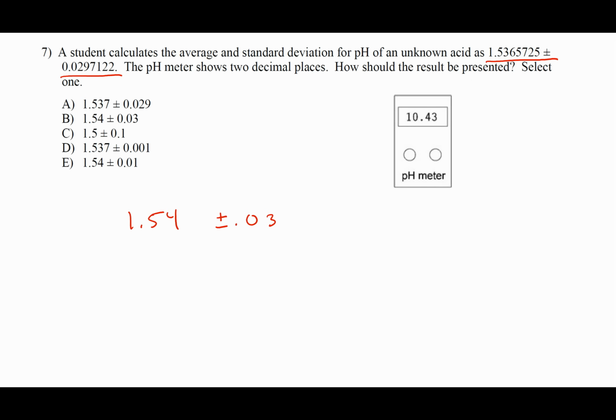1.54, and then rule 3, what's the instrument error? So it's 2 decimal places, so plus or minus 0.01. 0.03 is bigger, so the answer is B.